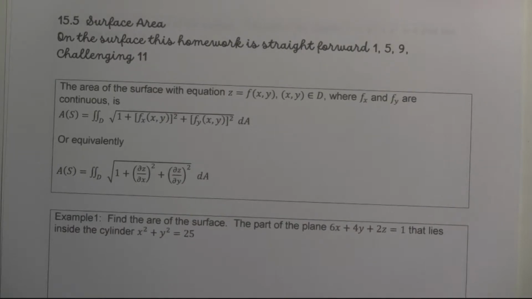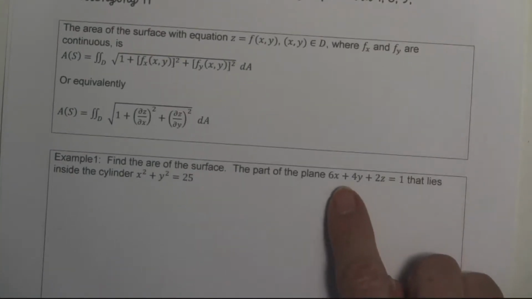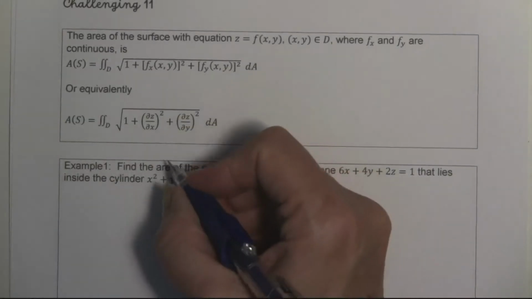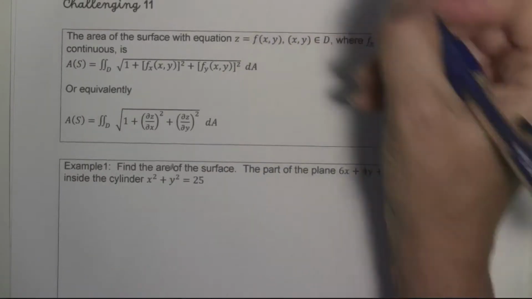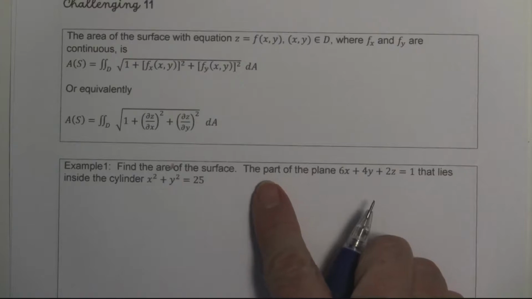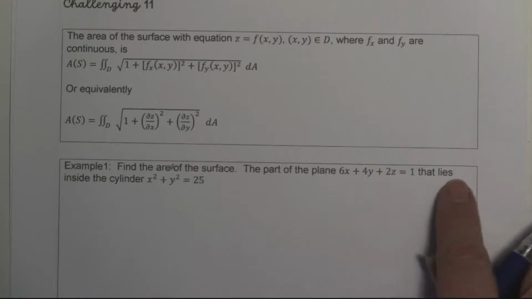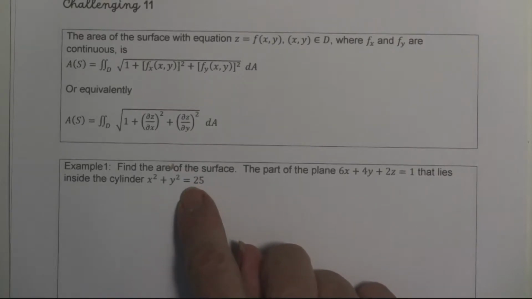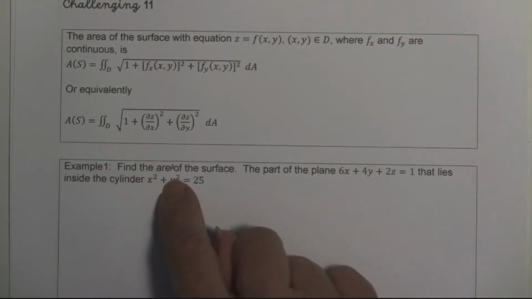Anyway, in order to apply this, this plane right here, this is example one. Find the area of the surface. Darn it! I thought I fixed every typo on this. Find the area of the surface, the part of the plane 6x plus 4y plus 2z equals 1 that lies inside the cylinder x squared plus y squared equals 25. So right here, they're talking about the domain. So over our region that we're talking about, that's what they're giving us right here.